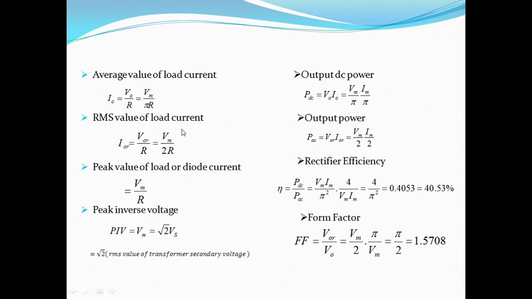Similarly, the RMS value of load current is I RMS equal to Vrms upon R, which is Vm upon 2R. The peak value of load or diode current is Vm upon R. What is peak inverse voltage? Peak inverse voltage is an important parameter in the design of a rectifier circuit. It is the maximum voltage that appears across the diode when it is in the blocking state.